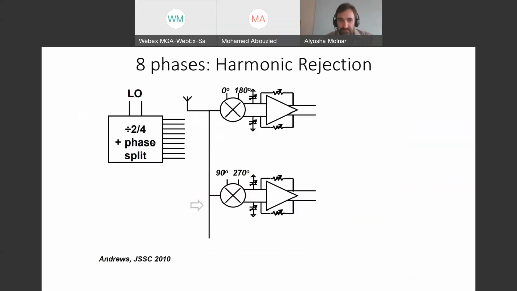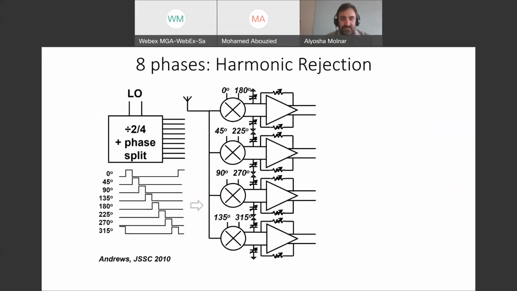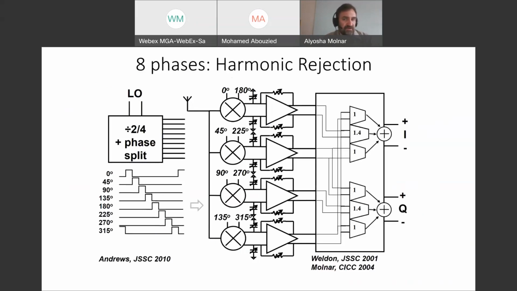And it turns out the answer is to add more phases. And so early on, people, including us, got interested in more than 4 phases for harmonic rejection. And the way to make that work is you actually have to have still non-overlapping pulses. So now instead of 25% duty cycle pulses, you have 12.5% duty cycle pulses. And then you can follow this up with harmonic recombination, either in analog circuits or in DSP afterwards.